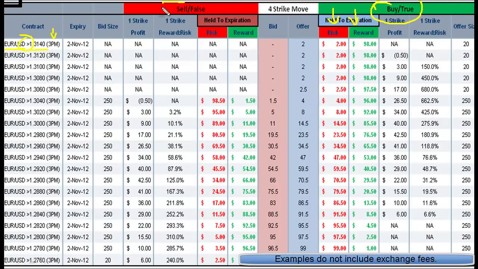Now, if you sold it, you're saying that the statement is false. So in this case, let's say it says euro dollar will be greater than 30.20 at 3 o'clock.